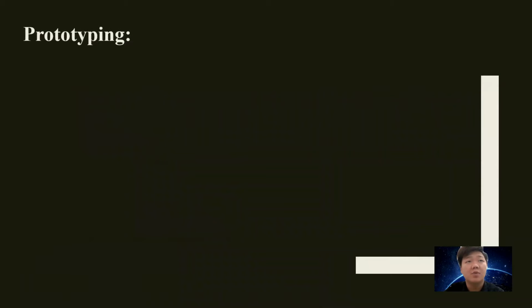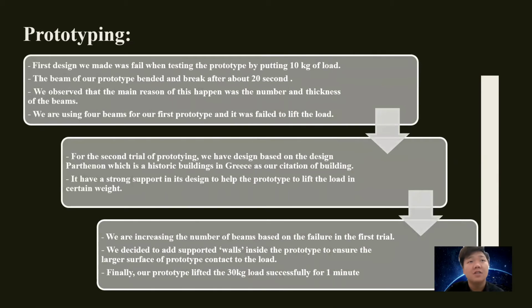Next is the prototyping process during our project. The first design we made failed when testing the prototype by putting 10 kilograms of wood on it. The pins of our prototype bent and broke after about 30 seconds. We observed that the main reason was the number and thickness of the pins, because we used 4 pins for our first prototype, and it failed to lift the roof.